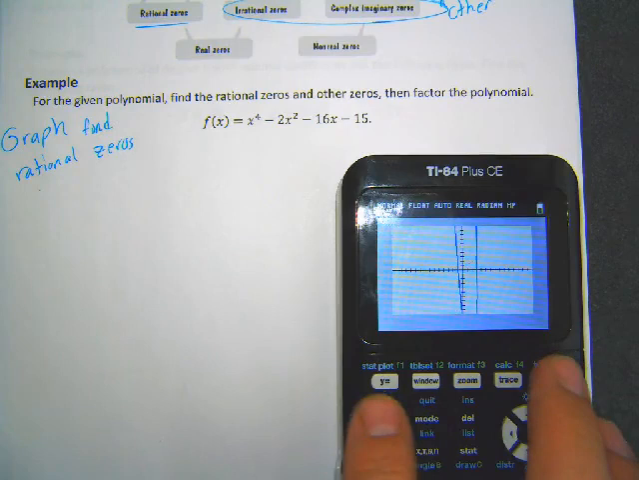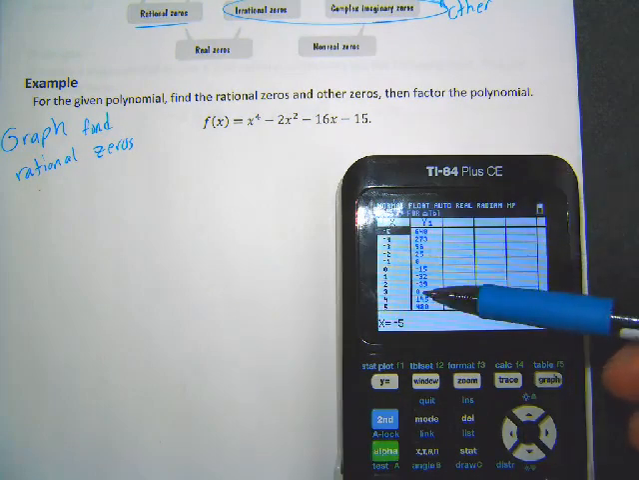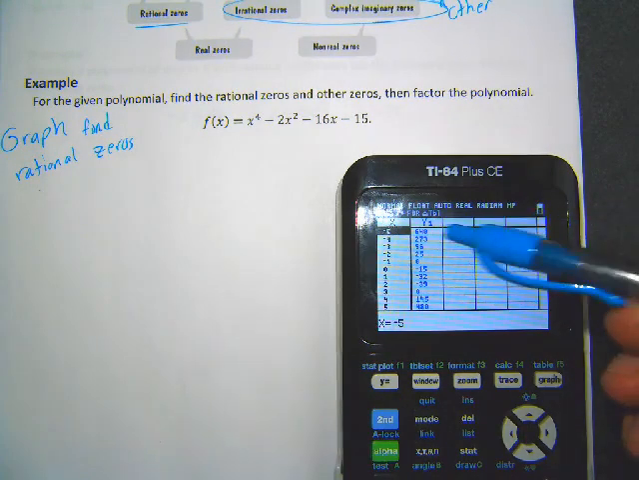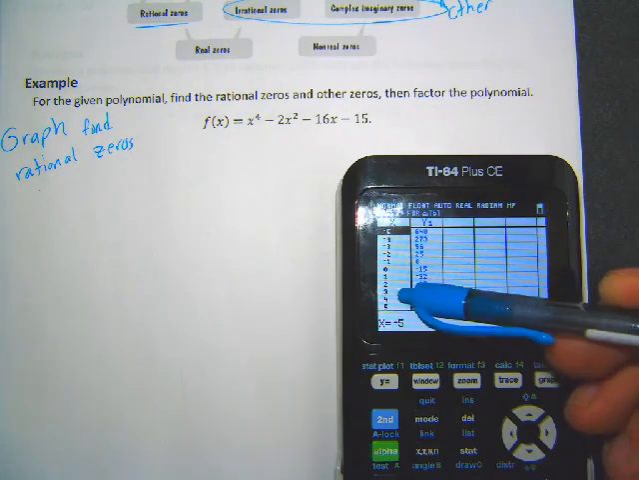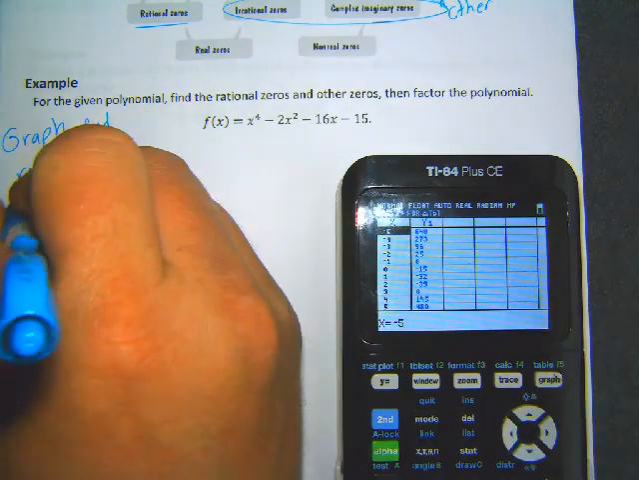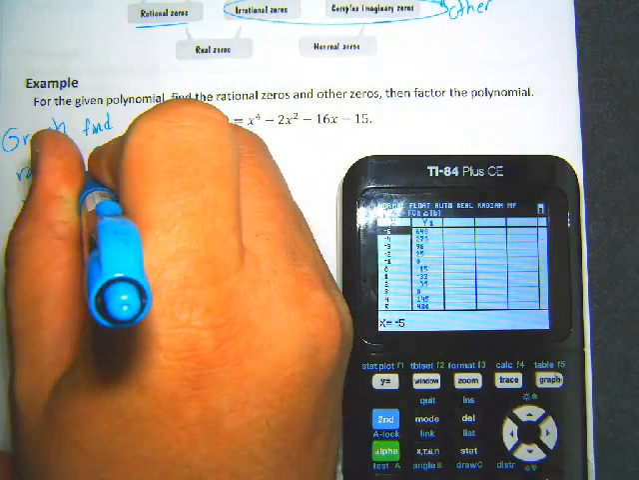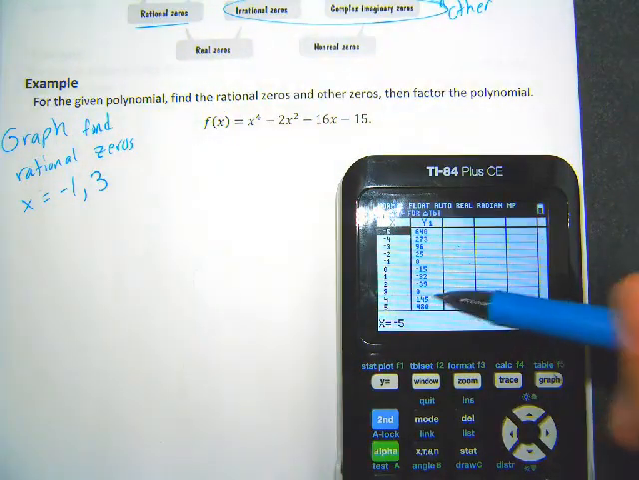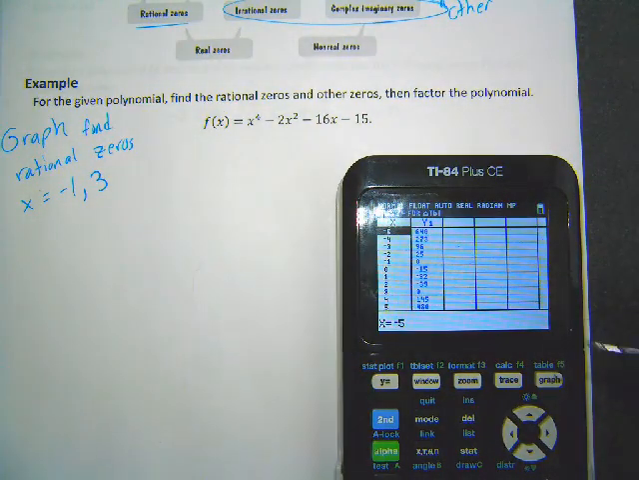I pressed it too early. Second table, there we go. And you can see the answers here. You can see that -1 is a 0, and 3 is a 0. So from this one, we get x is equal to -1 and 3. Those would be the rational zeros. So those are real zeros.